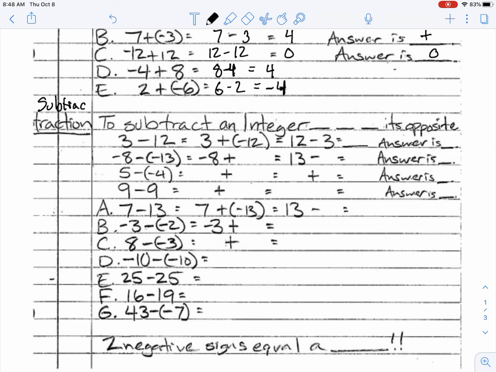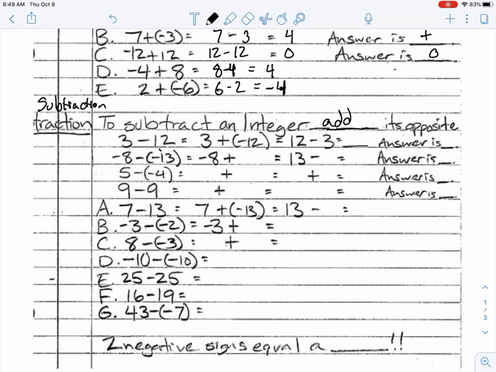I know that part's hard to see there. So to subtract an integer, we are going to add its opposite. So what that means is we're just changing the symbol, changing the operation to add, and then whatever that second number is, turn it to its opposite. And then we're going to use our addition rules to continue with the rest of the problem.